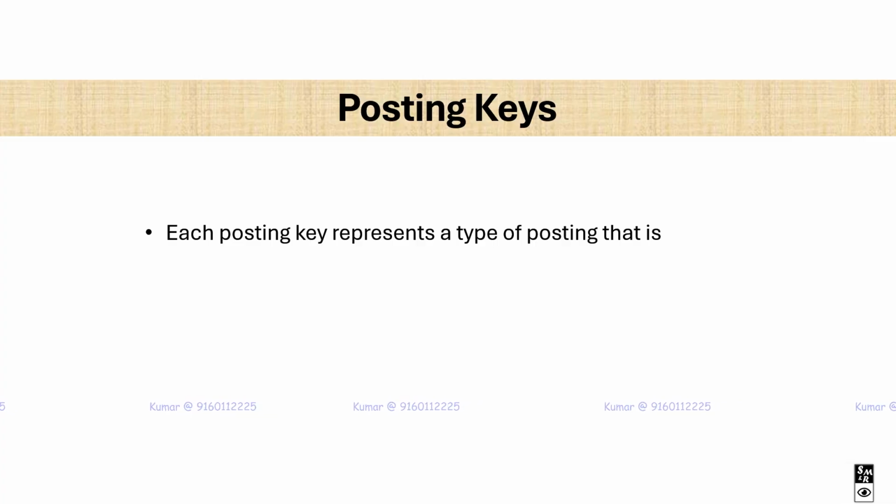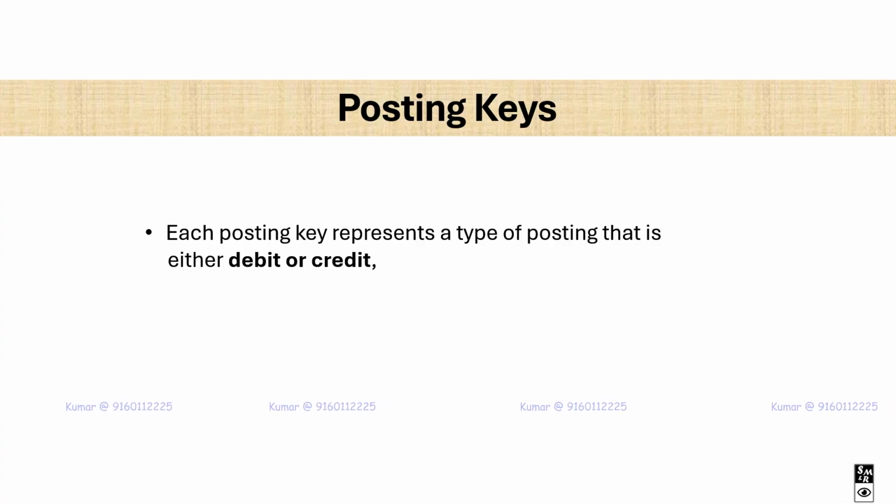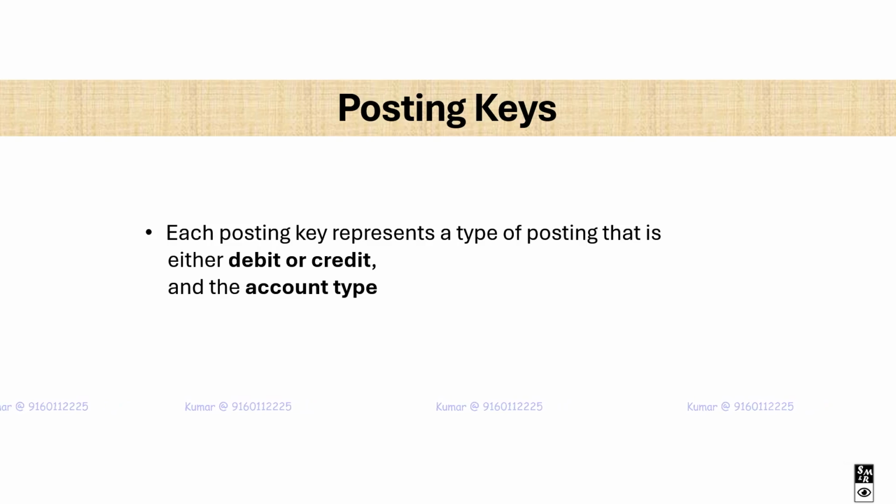So each posting key represents a type of posting, that is either debit or credit. By seeing the posting key, we can identify whether it is a debit or credit, and the account type. Account group is something different. Whatever we were discussing till now, assets, liabilities, incomes, and expenses are all account groups. Those are not account types, those are account groups. In SAP, we also have account types. So by seeing this posting key, we can identify whether it is a debit or credit and the account type.